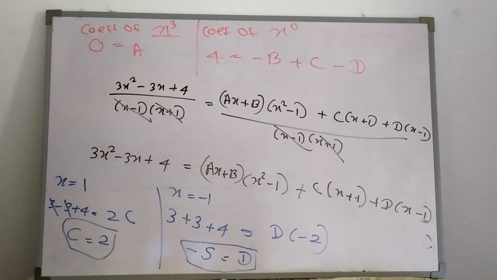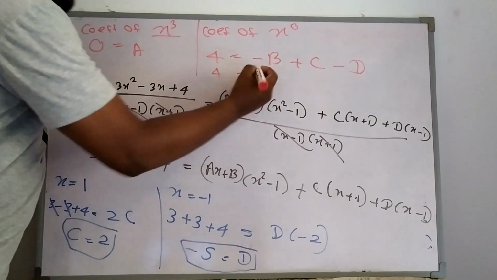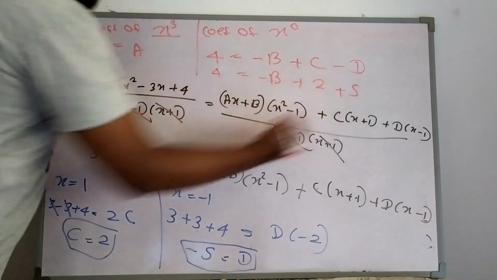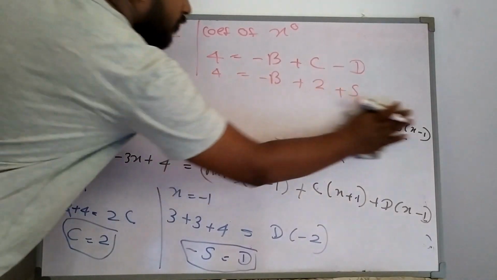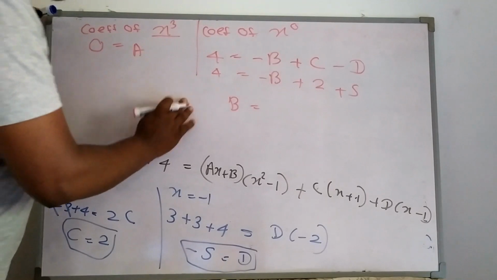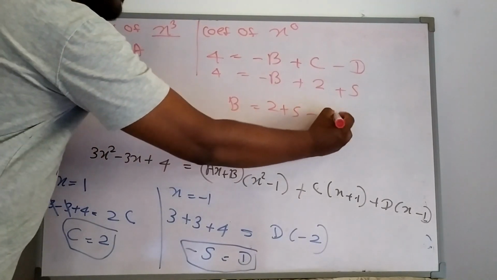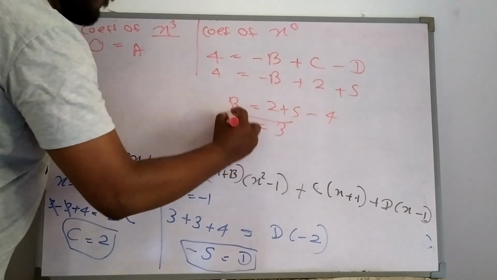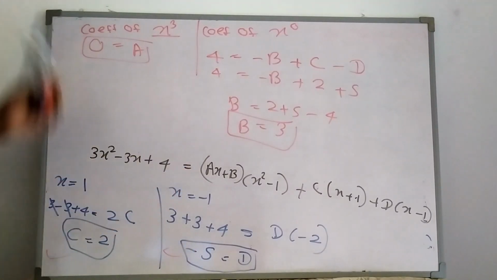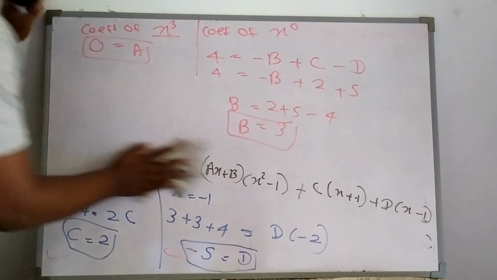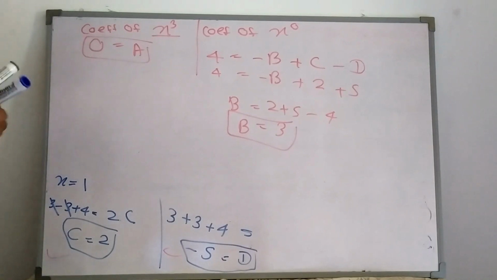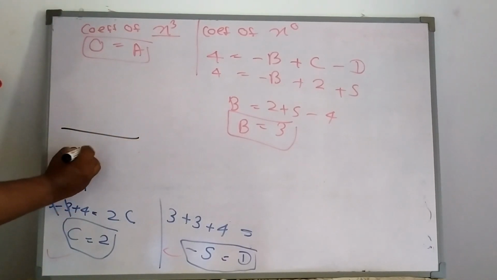C and d are already found. So 4 equals minus b plus c minus d. So b will be the sum of c and minus d minus 4, which is 3. b equals 3, a equals 0, and we have c and d. So now let's interpret our final answer. So the question was x squared minus 1.